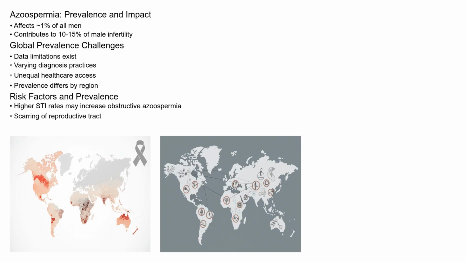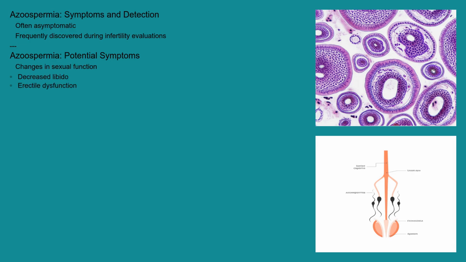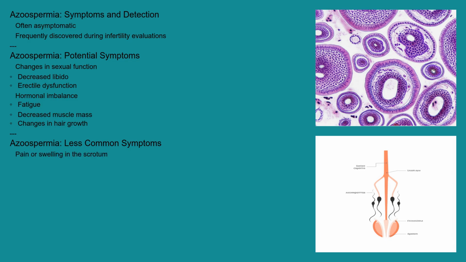For example, areas with higher rates of sexually transmitted infections may see more cases of obstructive azoospermia due to scarring of the reproductive tract. Often men with azoospermia don't experience any noticeable symptoms, which is why it's frequently discovered during infertility evaluations. However, depending on the underlying cause, some men might notice changes in their sexual function, such as decreased libido or difficulty maintaining an erection. In cases of hormonal imbalances, they might experience symptoms like fatigue, decreased muscle mass, or changes in hair growth.